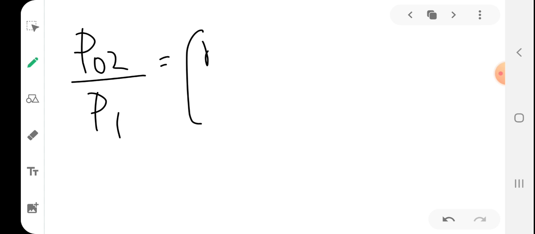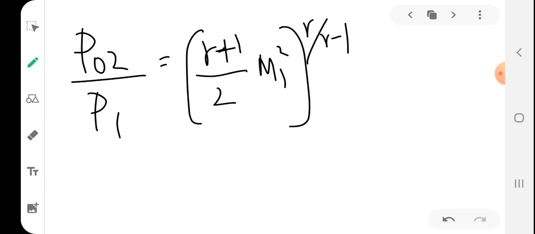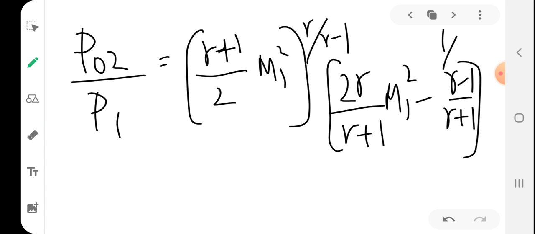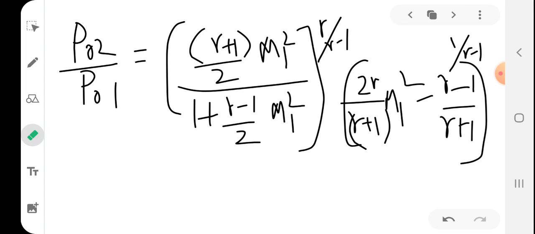And finally, I have given you an assignment to find the stagnation pressure of the downstream to the upstream static pressure. So P02 to P1 was asked to write as an assignment. So the final answer will be gamma plus 1 by 2 M1 square gamma by gamma minus 1 into the same 2 gamma by gamma plus 1 M1 square minus gamma minus 1 by gamma plus 1 raised to 1 by gamma minus 1. Sorry, 1 by 1 minus gamma. So here also one mistake is that this is 1 minus gamma. Okay, this is 1 minus gamma.